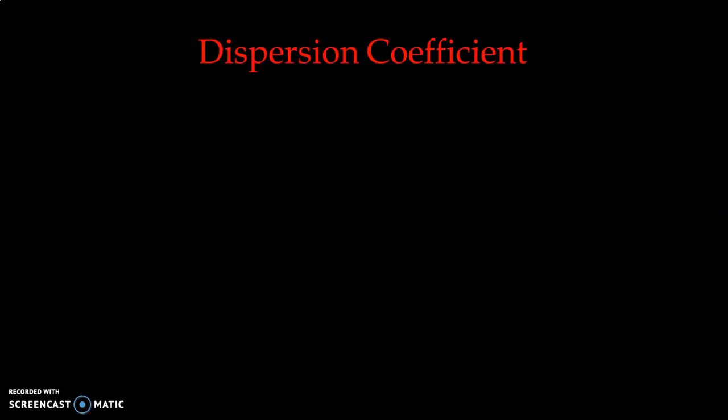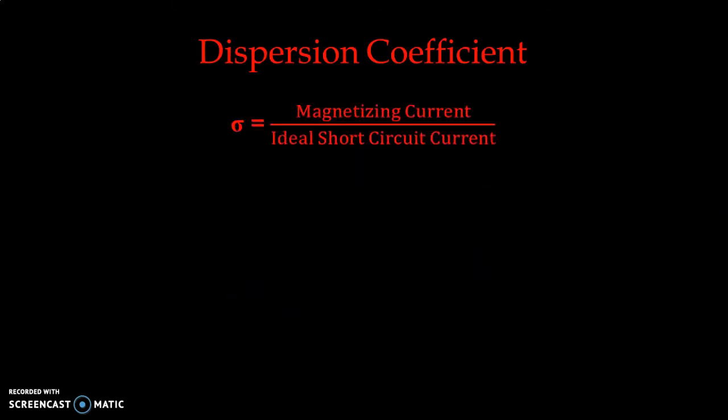Let us start with the definition of the dispersion coefficient. How can we define the dispersion coefficient? The dispersion coefficient is nothing but the ratio of magnetizing current to ideal short circuit current. So, magnetizing current.